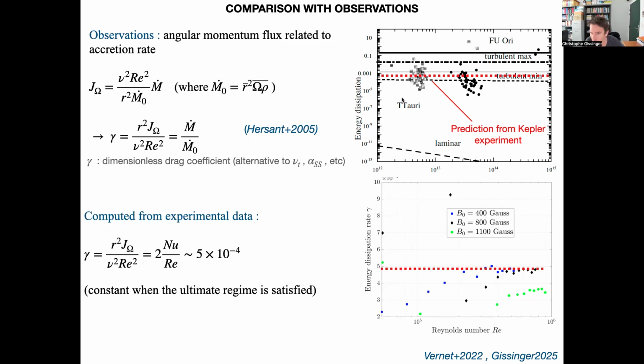I have no idea how to do that from the observation, but it will be interesting to see, for example, which data are very far from this purely hydrodynamical prediction from the experiment, or the ones involving Maxwell stress, for example. Okay, so that's for the transports.